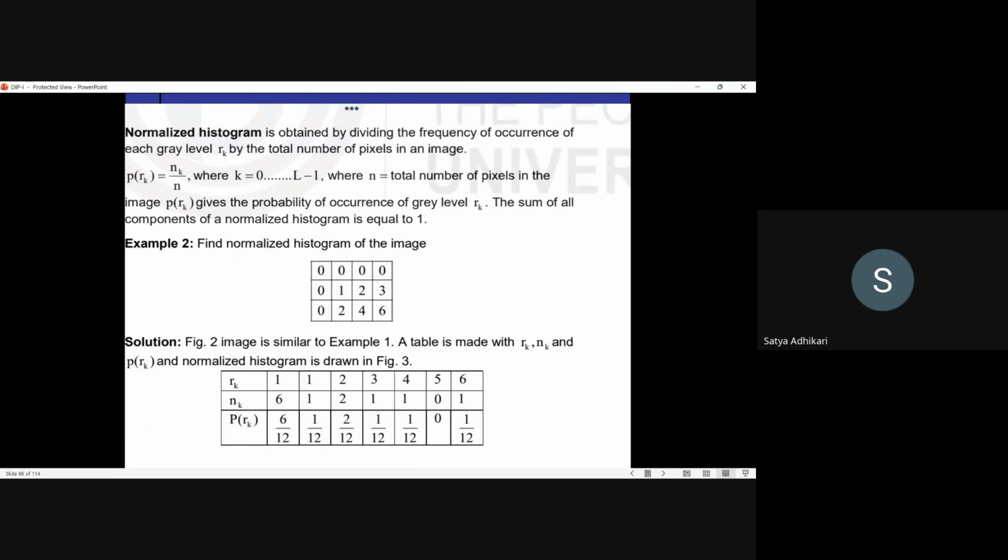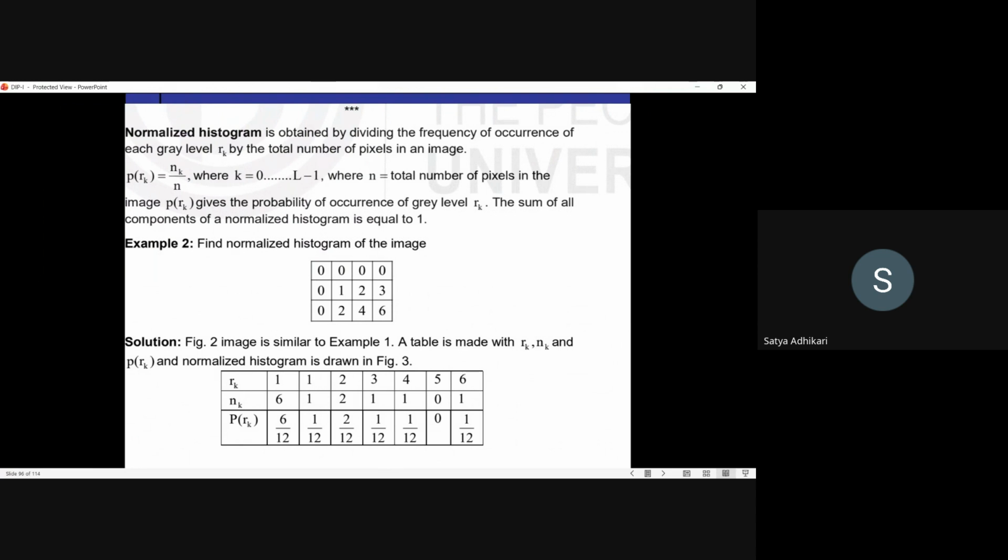So sometimes you will get a question of normalized histogram. You draw the histogram and also find the normalized histogram. Let us see what a normalized histogram is. A normalized histogram is obtained by dividing the frequency of occurrence of each gray level rk by the total number of pixels in an image. You may take it as a probability. Please recall the concept of probability in mathematics.